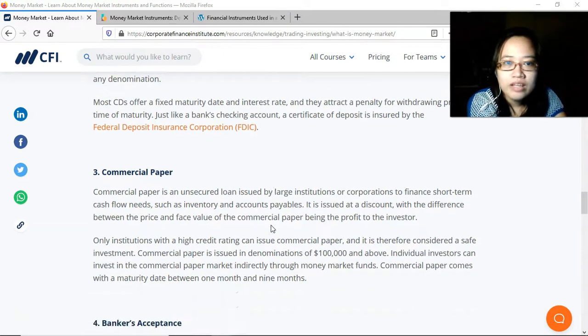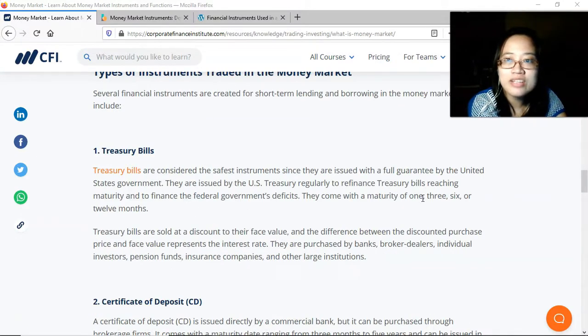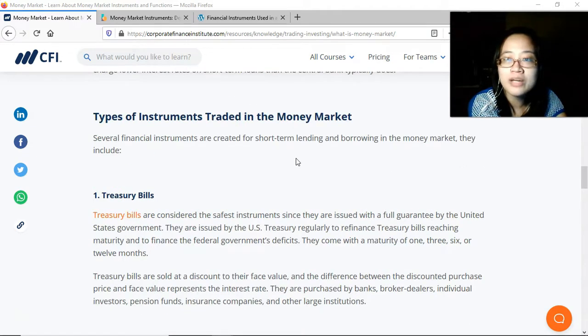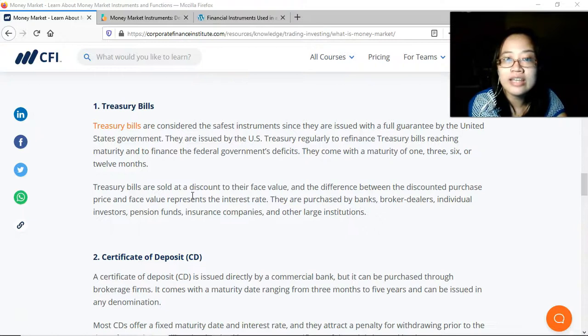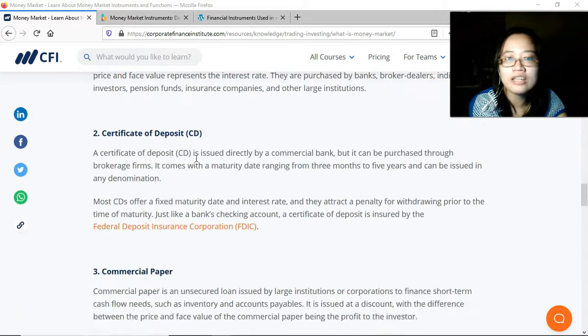Ayan. Next, we have commercial paper and secured loan issued by large institutions or corporations to finance short-term cash flow needs, such as inventory and accounts payable. Okay. Wait lang. Balik tayo dito. Nabanggit ko kasi na merong more than 1 year na treasury bills, but since these are instruments in the money market, so normally, yung mga short term. Okay. And then yung longer terms, edi sa capital market, tinitrade. Tapos kapag malapit na yung maturity, saka sila tinitrade ay sa money market. Okay.